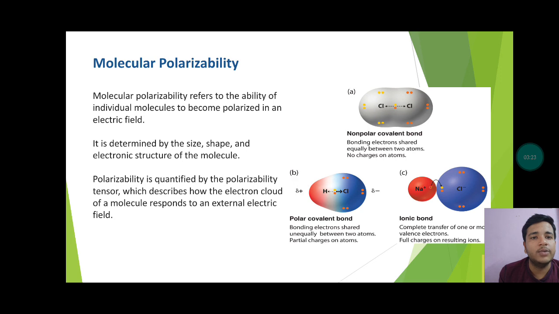Molecular polarizability refers to the ability of an individual molecule to become polarized in an electric field. It is determined by the size, shape, and electronic structure of the molecule. Polarizability is quantified by the polarizability tensor, which describes how the electron cloud of a molecule responds to an external electric field.